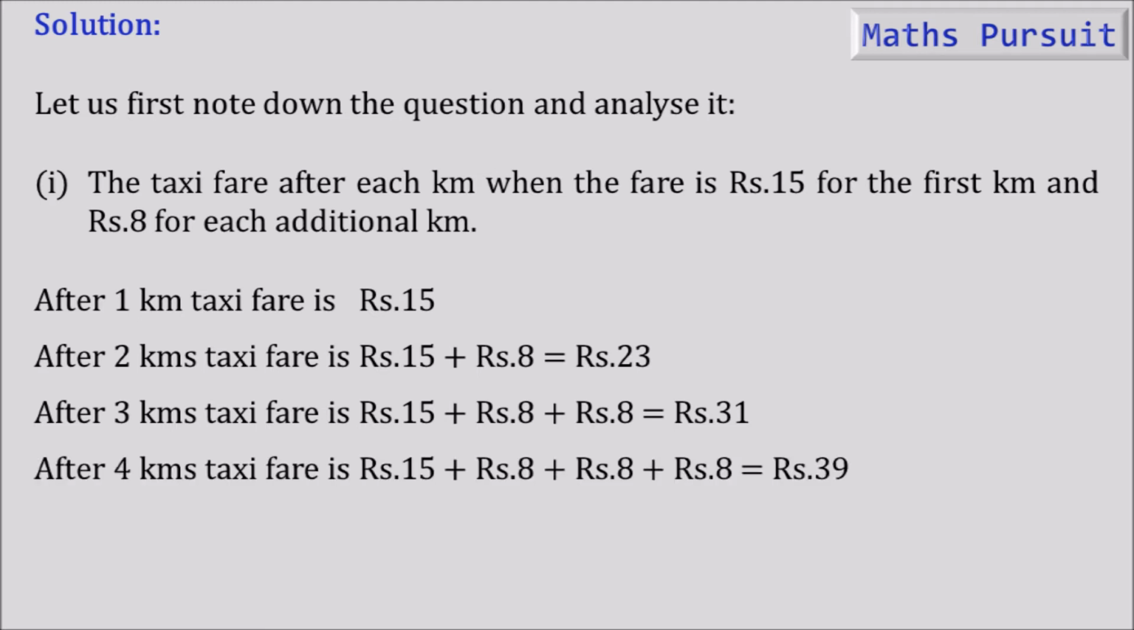Now coming to the fourth kilometer. After 4 kilometers, taxi fare is rupees 15 plus rupees 8 from the second kilometer, rupees 8 from the third kilometer and rupees 8 for this fourth kilometer. Altogether after adding we are getting rupees 39. Now guys, we could see the numbers: 15 after 1 kilometer, 23 after 2 kilometers, rupees 31 after 3 kilometers, rupees 39 after 4 kilometers.